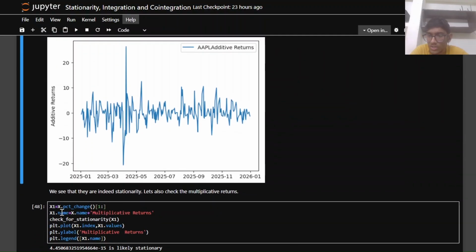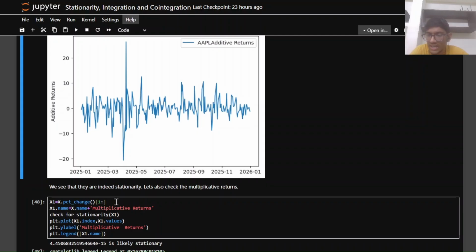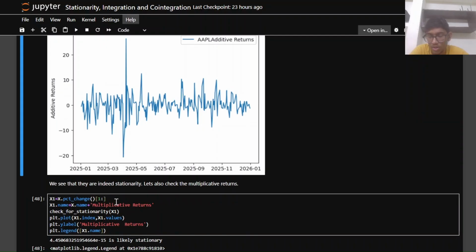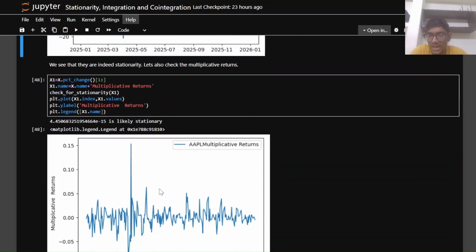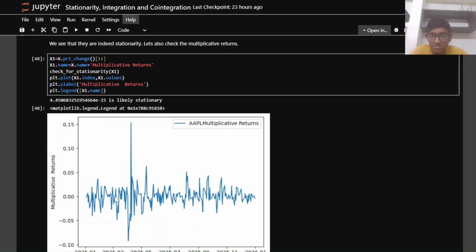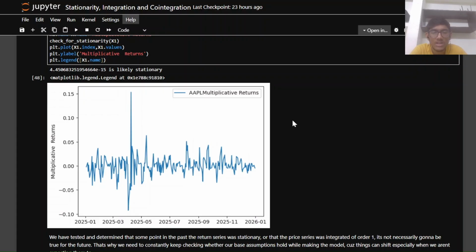And let's also check for the multiplicative returns. So we'll just do x1 equals x.pct_change(), percentage change, and again take from the second element onwards for the same reason. And then let's look at how it would look, and it clearly looks the same. The plot clearly looks stationary, and that's what our test tells us as well, because it gives me a p-value of 4.45 times 10 to the power minus 15. And so one can clearly conclude that your additive returns or your multiplicative returns are stationary, or just I(0), and your original time series, Apple's closing prices, is I(1), integrated of order 1.